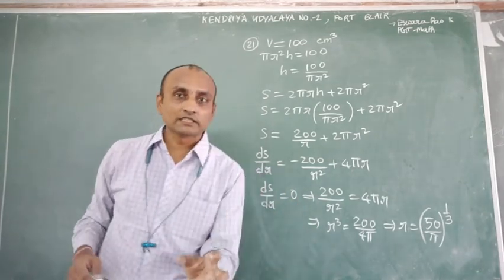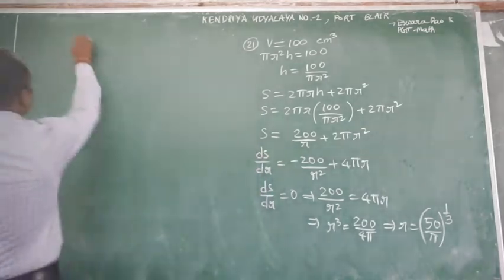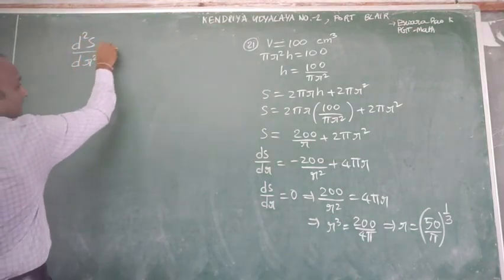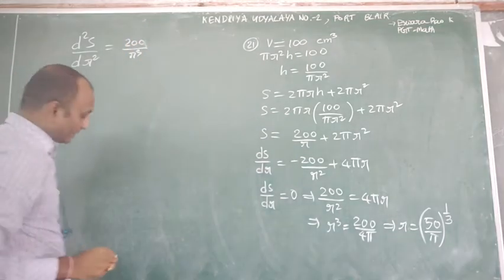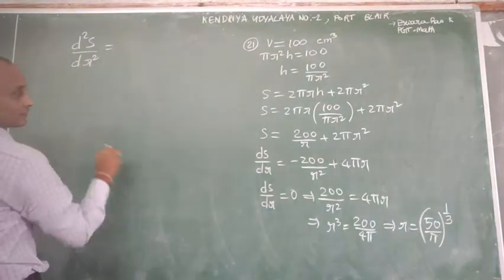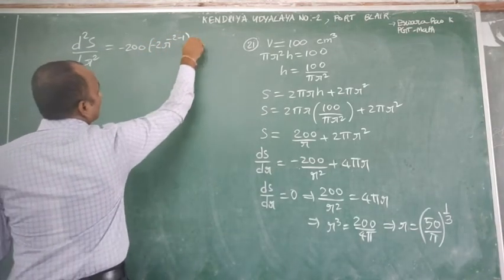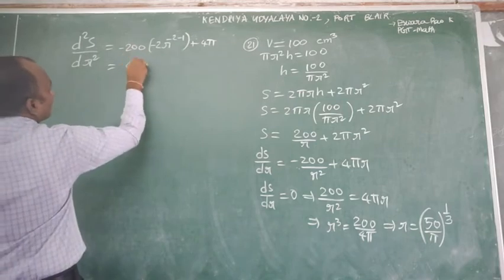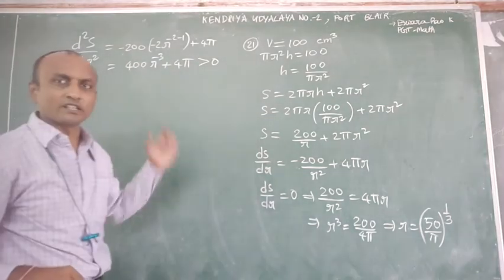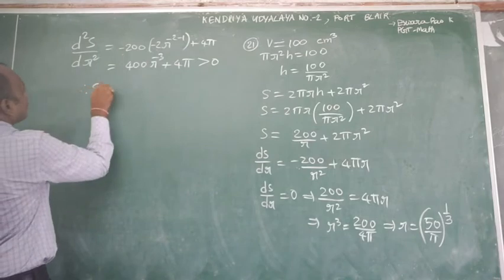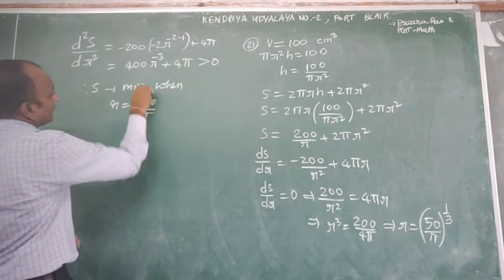For the second derivative test, we should prove that the surface area is minimum, not maximum. The surface area is to be minimized. So let us find d square s by dr square. It is minus 200 into minus 2 r power minus 2 minus 1 plus 4 pi, which is, minus into minus, plus 400 r power minus 3 plus 4 pi, which will always be greater than 0, because the first two quantities will always be greater than 0. Therefore S is minimum when r is equal to (50 by pi) whole power 1 by 3.